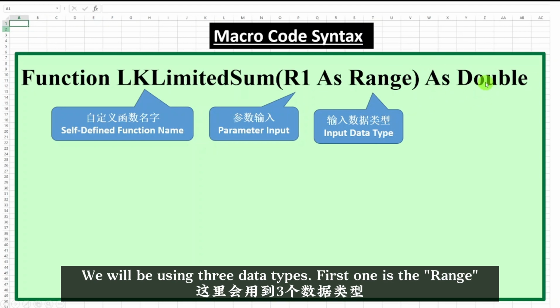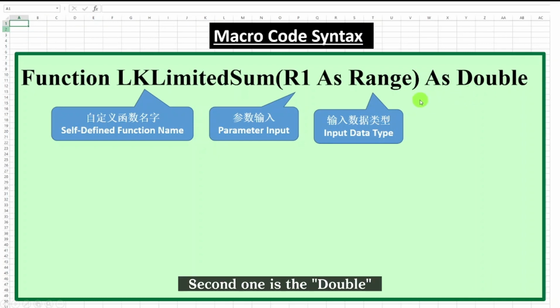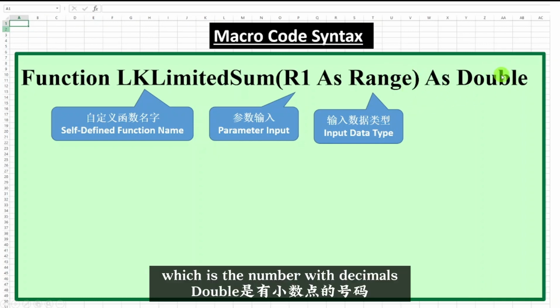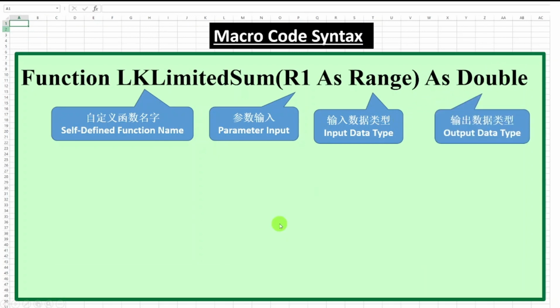We will be using three data types. The first one is Range, which represents a range of Excel cells. The second one is Number, which is a number with decimals. The third one is Integer, which is for whole numbers.